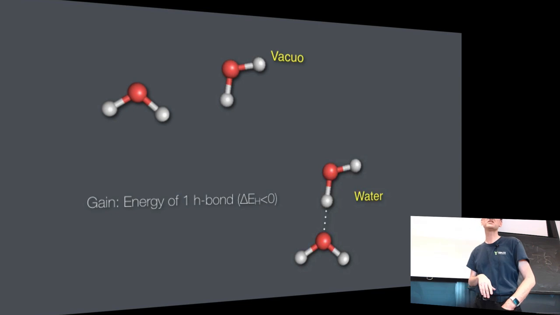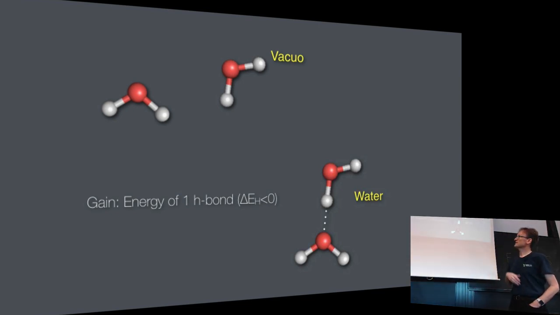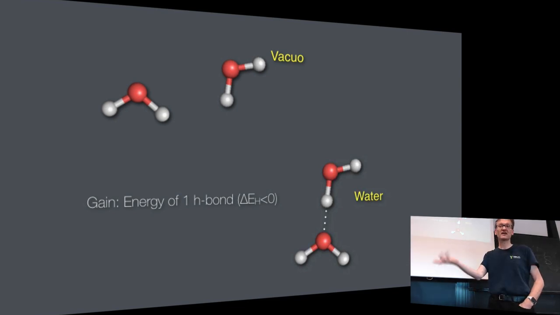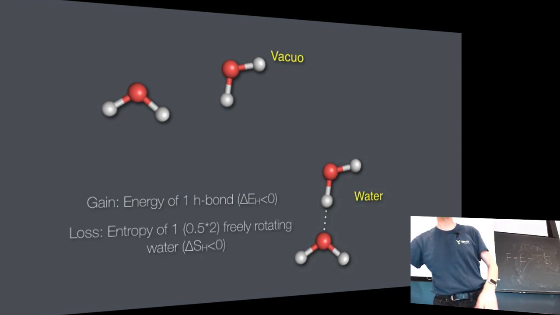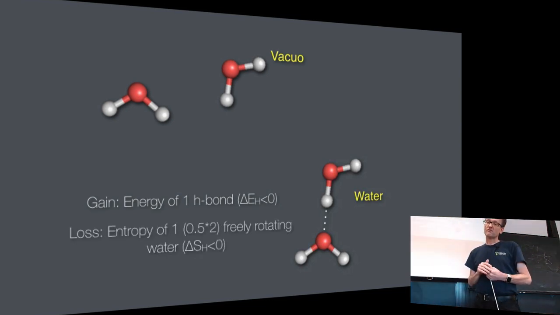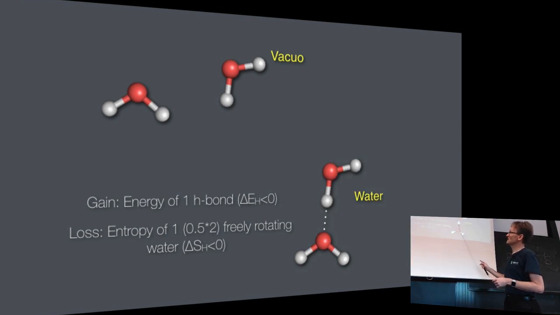Let's call that EH. And if it's a gain, let's just say that the change in energy is delta EH, and then by definition that should be smaller than zero because it's good, right? We're gaining something. But we're also losing something. Well, we used to have two freely rotating waters, and now we're constraining 1 degree of freedom between them, so we're kind of losing half the freedom for each of two waters. So let's just call that delta SH for one water.